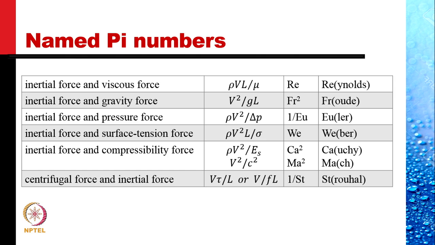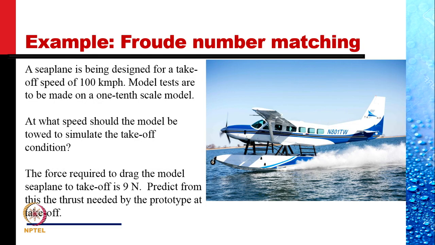If we equate the scale factors of inertial and gravity forces, we get V square by gL, which is the square of the Froude number. Similarly, the Euler number, Weber number, Cauchy number, Mach number, and Strouhal number. This was all done in the last class as well.